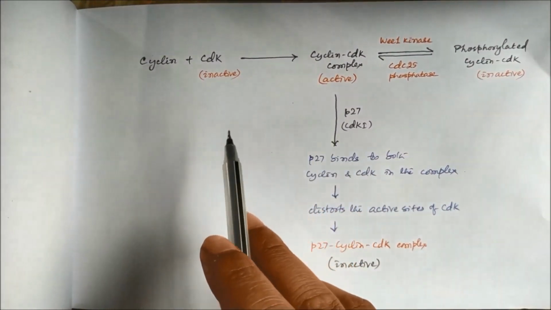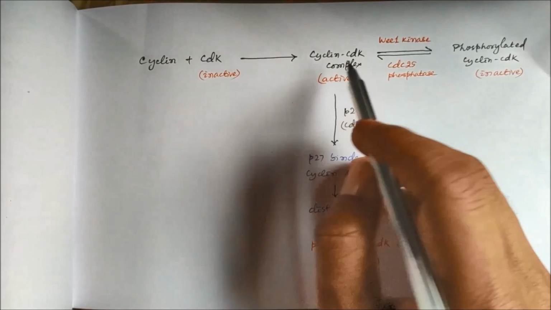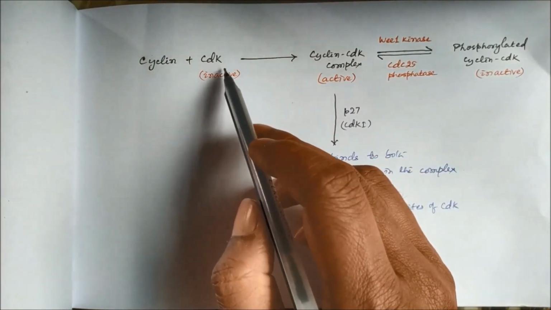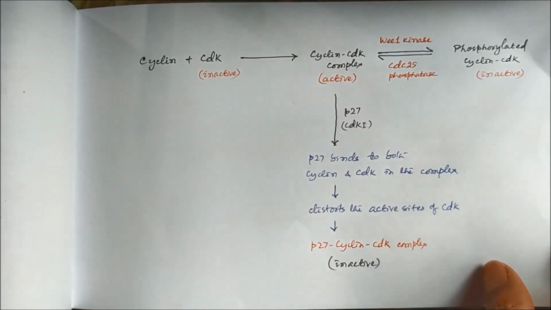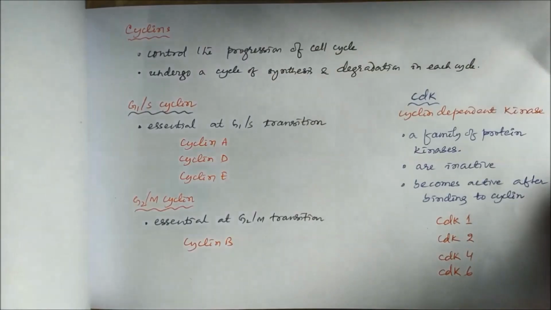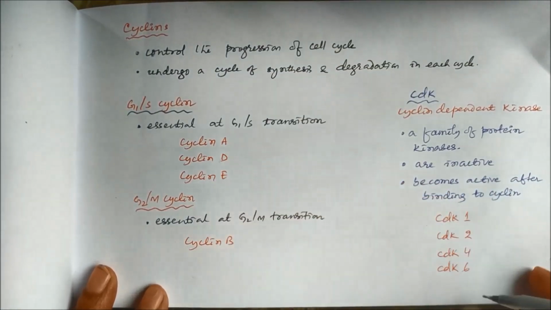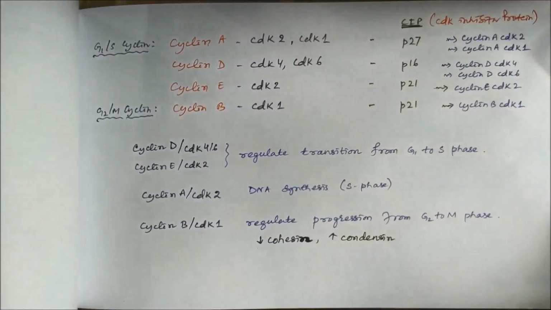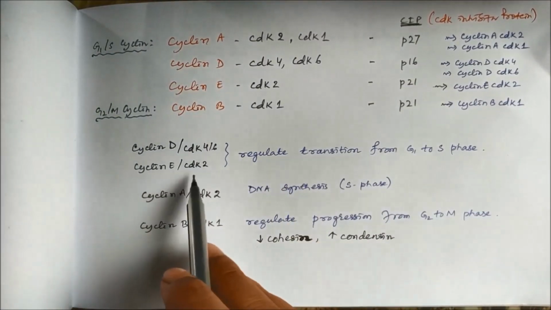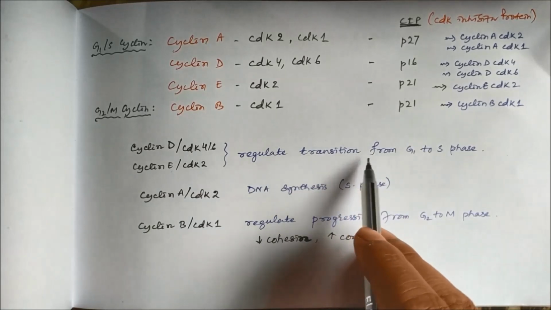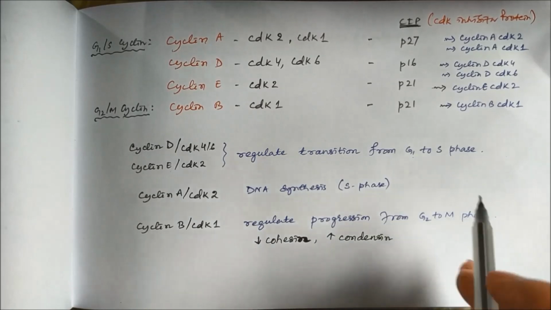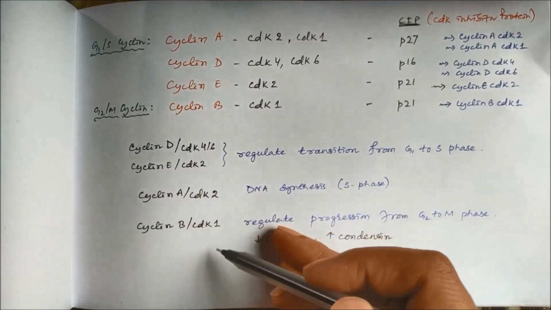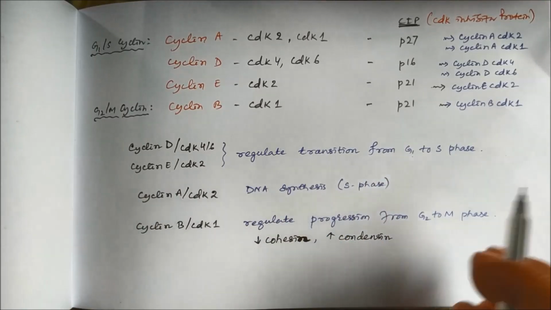As we know, the cyclin and cyclin dependent kinase CDK form complex because the CDK is inactive in itself, and when it binds to cyclin, they form the cyclin CDK complex. There are different cyclins and different CDKs, and they form different complexes, which help in transition from G1 to S, regulation of S phase, then from G2 to M phase. So different cyclin CDK complexes regulate all these phases.